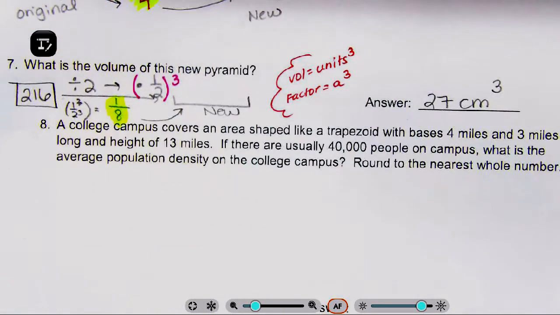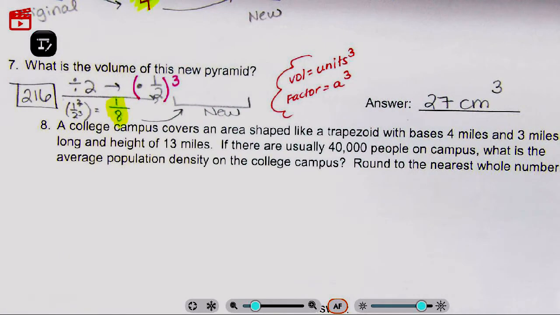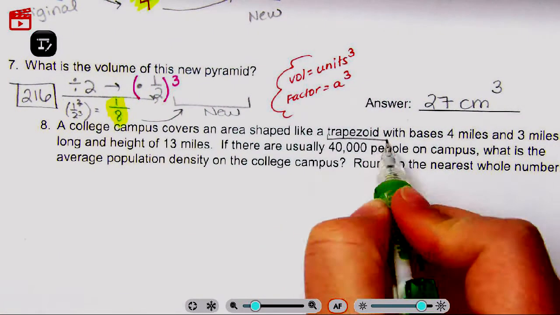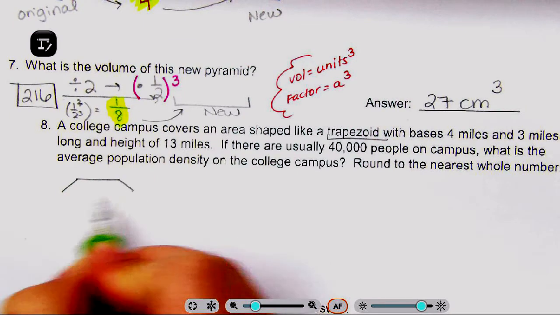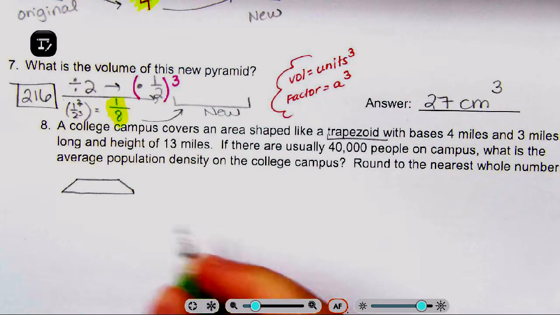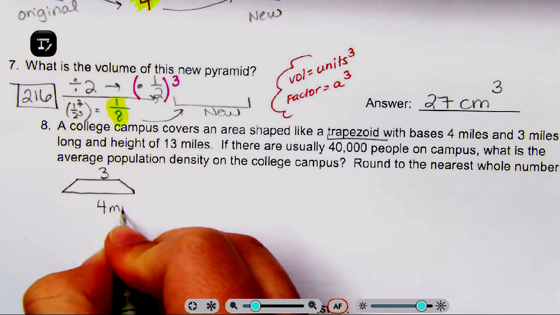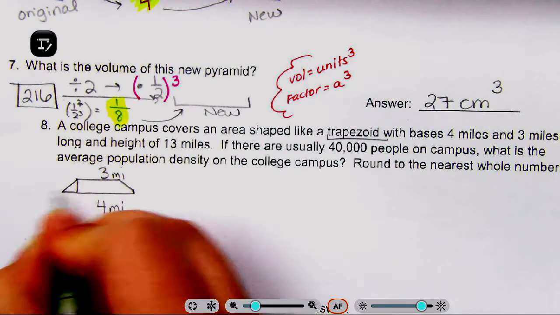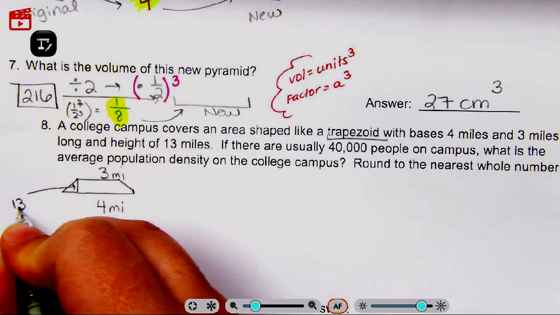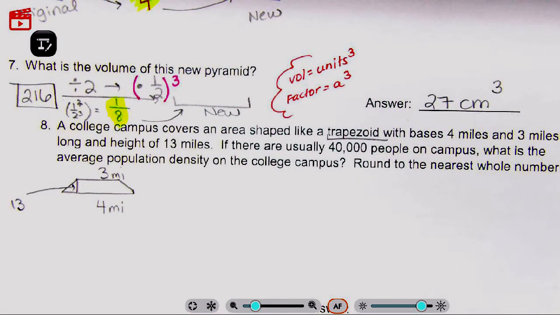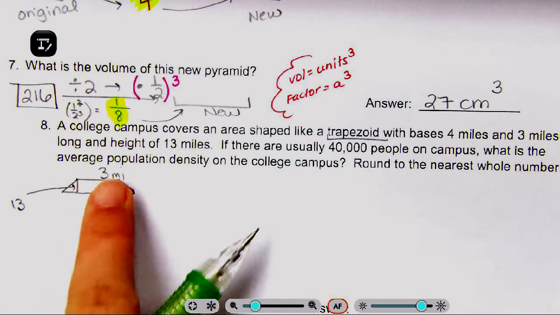Move on. A college campus covers an area that's shaped like a trapezoid. So we know it's a trapezoid. Here's a trapezoid. The bases are 4 miles and 3 miles long, so miles, and the height is 13 miles. This is not drawn to scale, obviously, because 13 should be a lot bigger visually than 3 and 4, but that's okay.